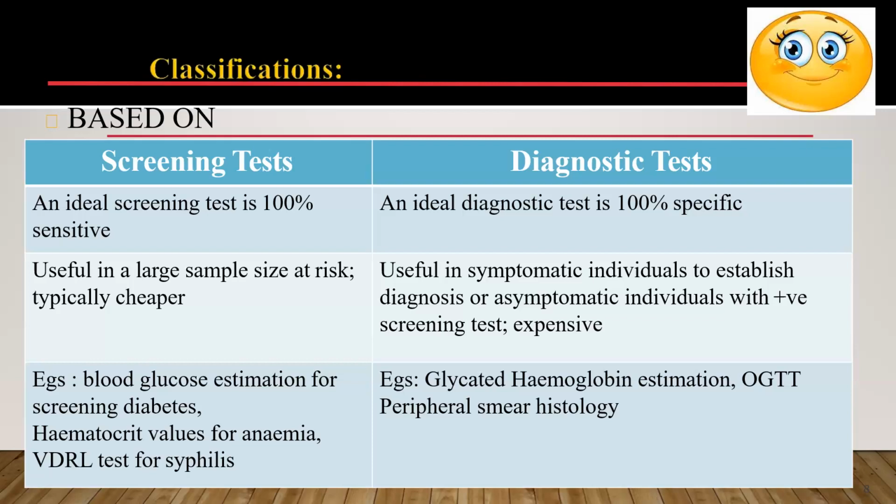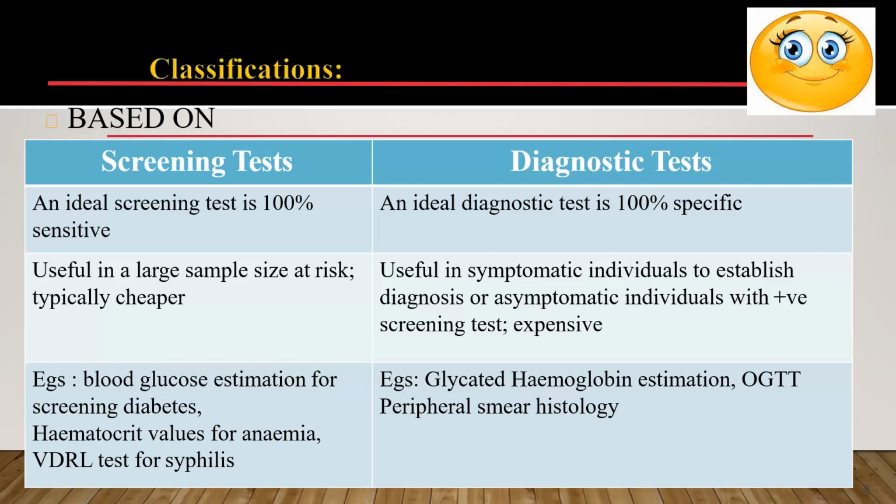The other examples are hematocrit values for anemia, which helps one diagnose whether the patient has anemia or lower levels of hemoglobin or not. But it does not help a diagnostician understand what that anemia is stemming from, or what is the etiology behind it. Is it a dietary deficiency? Is it another level of malignancy, or is it any other hematological disorder that is manifesting as anemia? VDRL test for syphilis is another example for screening tests.